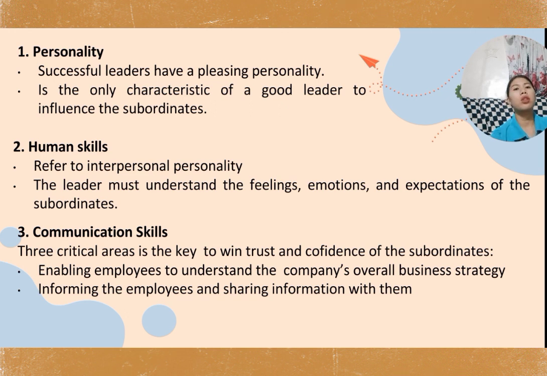The second one is human skills. It refers to interpersonal skills. If you have a pleasing personality, in human skills you have interpersonal personality. The leader must understand the feelings, emotions, and expectations of the subordinates. You have communication skills. You must communicate to others. You have that kind of skills in order for you to be an effective leader. You must also understand the feelings, emotions, and expectations of your subordinates.